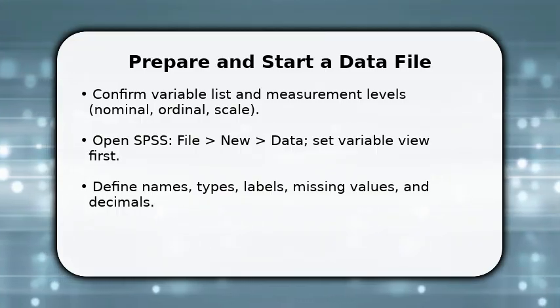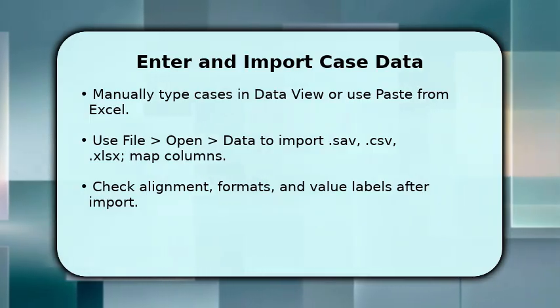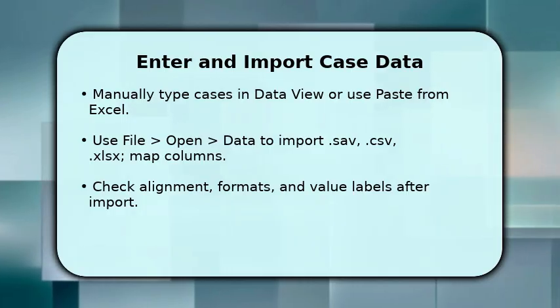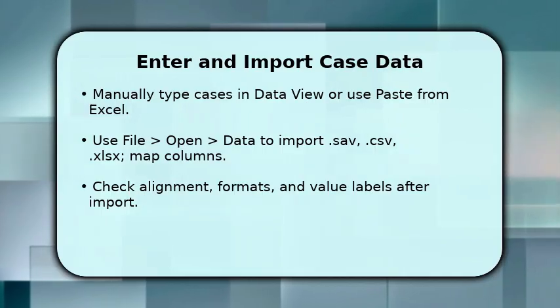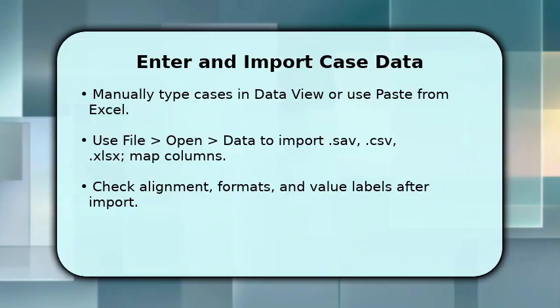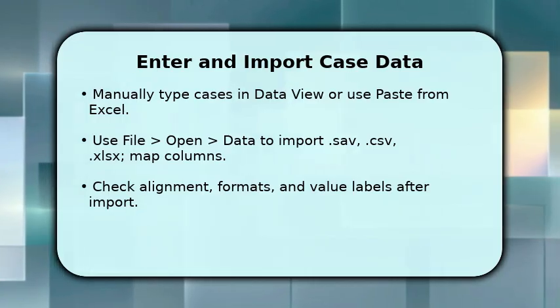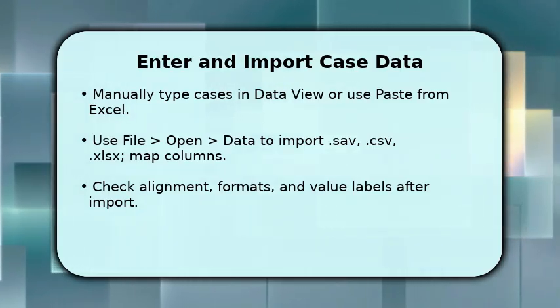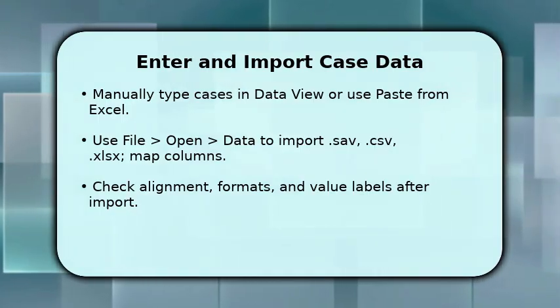You can paste rows from Excel directly into Data View or use File, Open, Data, and choose CSV, XLSX, or SAV to import. Follow the dialog to map columns to variables. After import, inspect each variable's format and value labels. Make sure numeric variables didn't import as string and dates parsed correctly. Once verified, run frequencies or descriptives on key variables to confirm distribution.